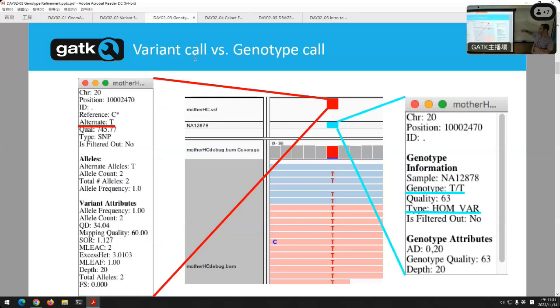So here in this example, on the left, you can see that the reference position is a C, and you see the T SNP here. This shows you the balance. There are 39 reads, and almost all of them are T's, but there are some C's. Now, this should be 50-50 if it's a heterozygous SNP. This is why the genotype quality is sometimes inaccurate.